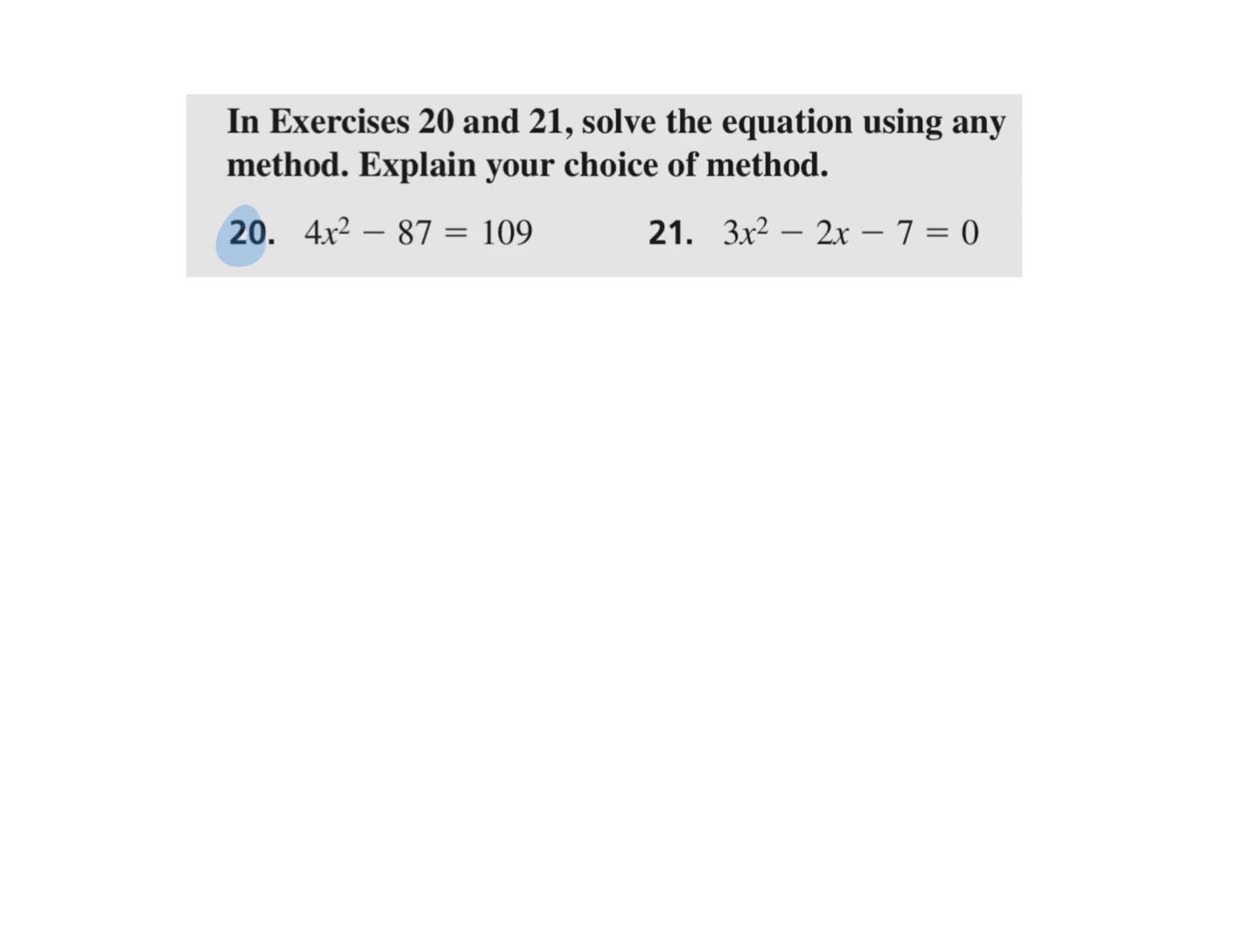Let's start with number 20. First, we'll add 87 to the left and to the right. Next, we'll divide the left side by 4, and we'll divide the right side by 4.